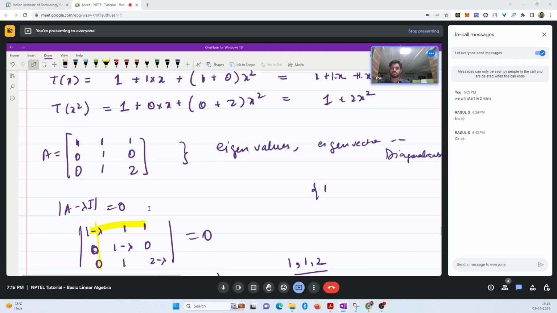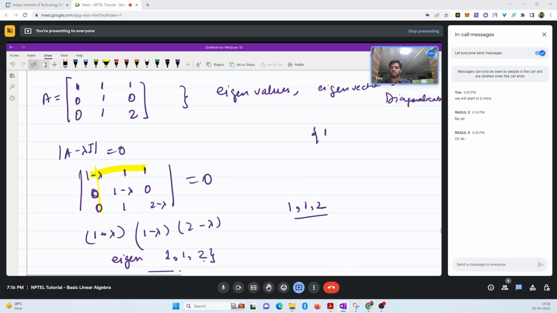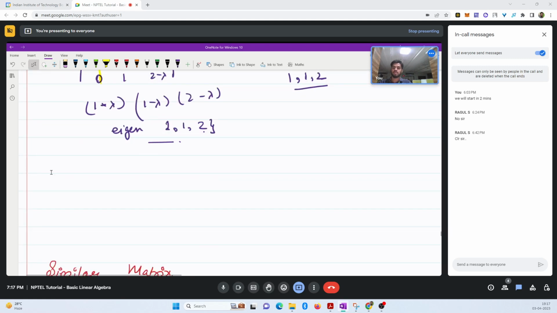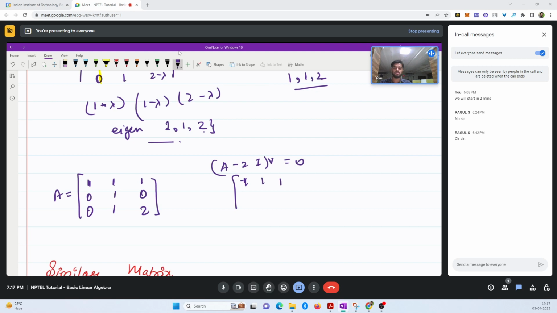Okay, so if we have something like this, if you want to do A minus 2I times v is equal to 0, how would it look? This would look like minus 1 1 1, 0 minus 1 0, 0 1 0. ठीक है. v1 v2 v3 is equal to 0. v1 equal to v2.